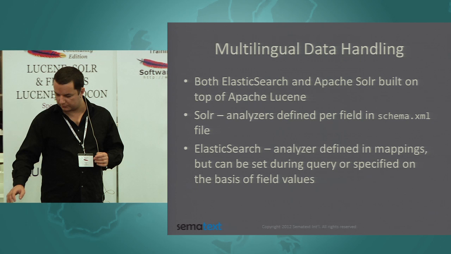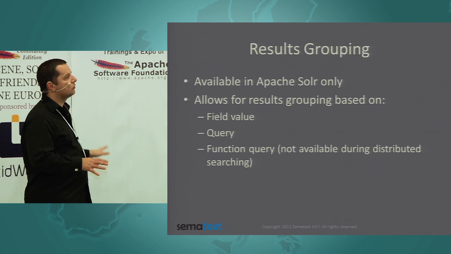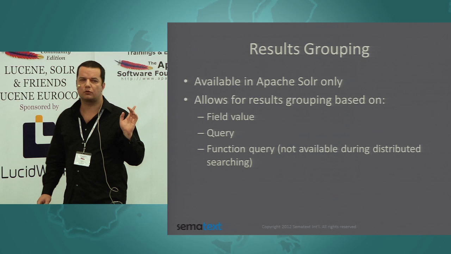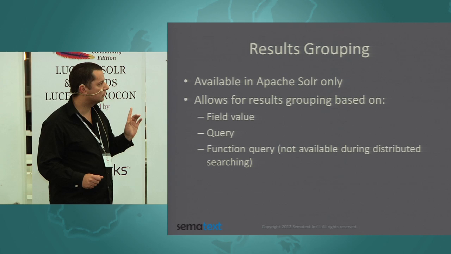A feature only reserved for Solr for now is results grouping, aka field collapsing, which allows grouping based on field value, query, or a function query. I think that function query grouping is not available for distributed searching, at least that was the case when I last checked.